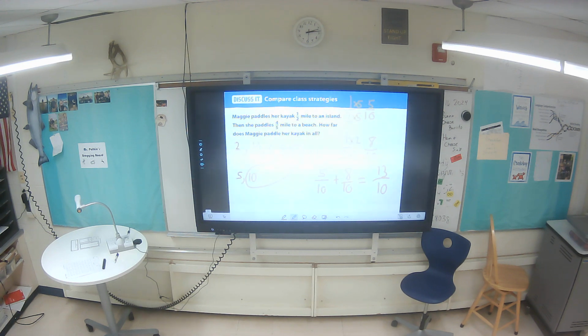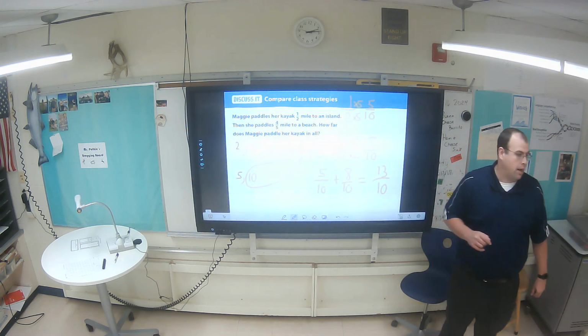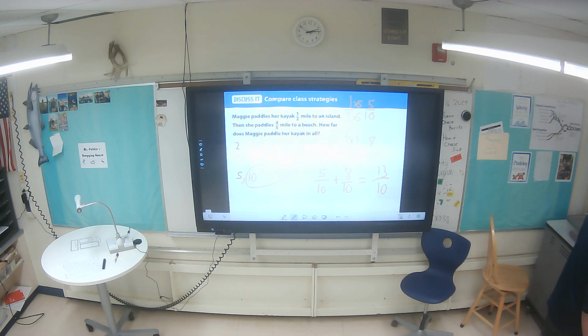Now Harper said that that's improper, right? That would be considered an improper fraction. Why is it an improper fraction, Alan? Because the numerator is bigger than the denominator, right? The number on top is bigger than the number on the bottom. So it's considered improper. How do I make it proper, or what we call a mixed number? How do I make it that?